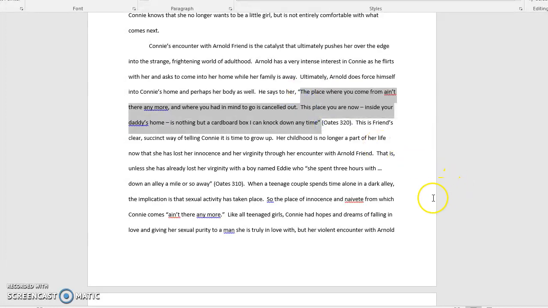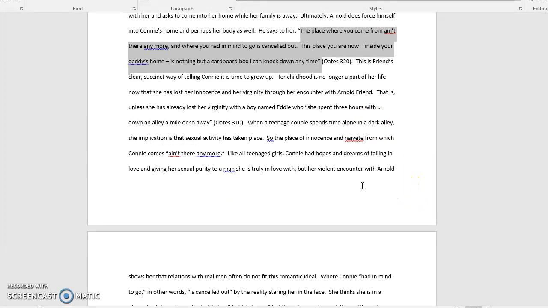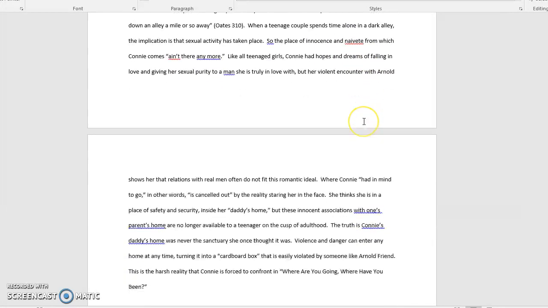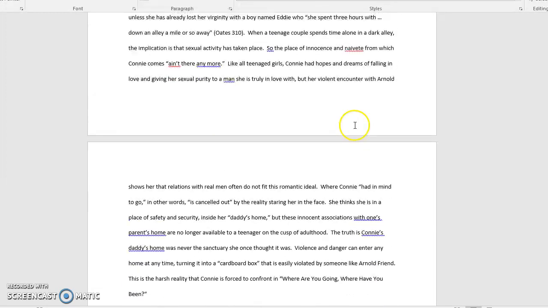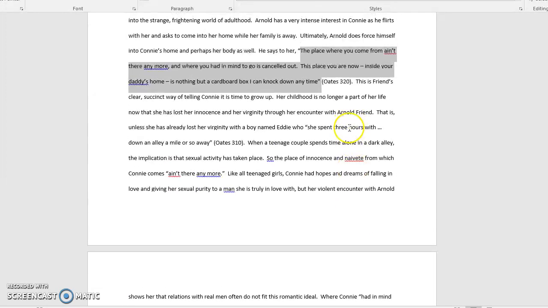The place you come from ain't there anymore, and where you had in mind to go is canceled out. The place you are now inside your daddy's home is nothing but a cardboard box I can knock down any time. This is Friend's clear, succinct way of telling Connie it's time to grow up. And all of this, you notice how I've got a lot left to go here. All of this is focusing on that one quote. All of this is a discussion of that one quote.